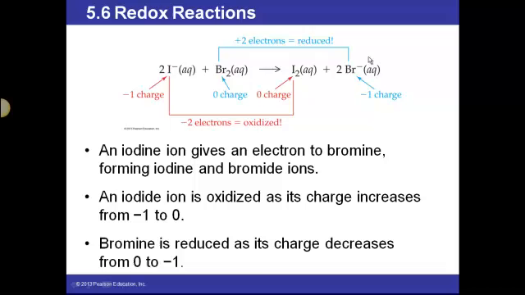The grr part of the equation is the bromine. The bromine's going from a 0 charge to a -1 charge. So it is becoming more negative. So as it becomes more negative, it does so by gaining electrons. And so it goes from being in the elemental form of Br2 to the anionic form of Br-.